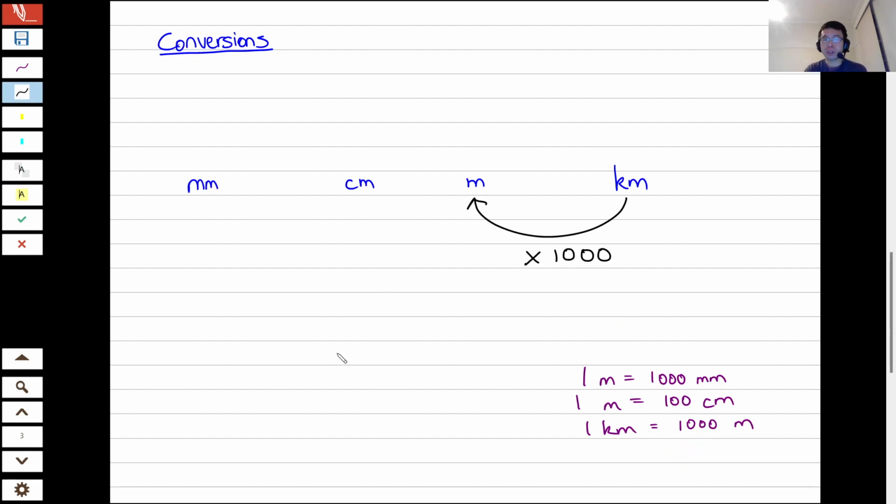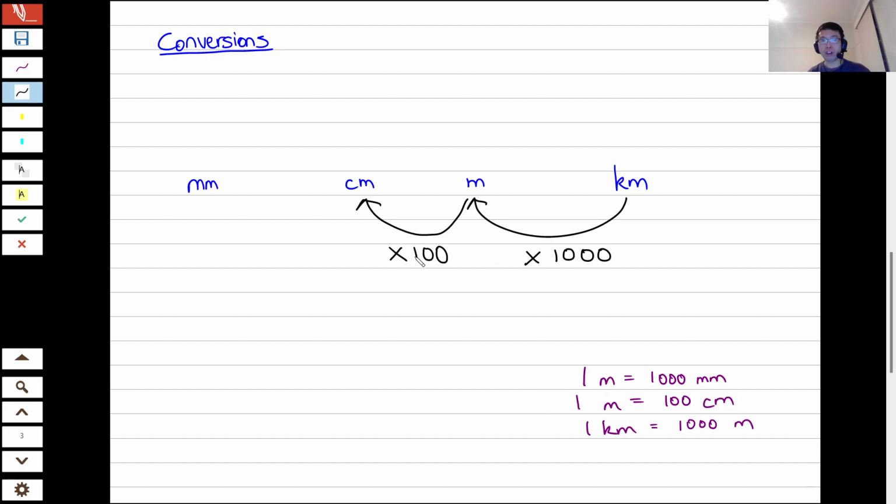Okay, what about meters to centimeters? Well, now I'm going to use this second fact. If I know that I have a length of 1 meter, then to go from meters to centimeters, I'm also going to multiply. But this time, I'm going to multiply by 100 because it's only 100 centimeters instead of 1,000.